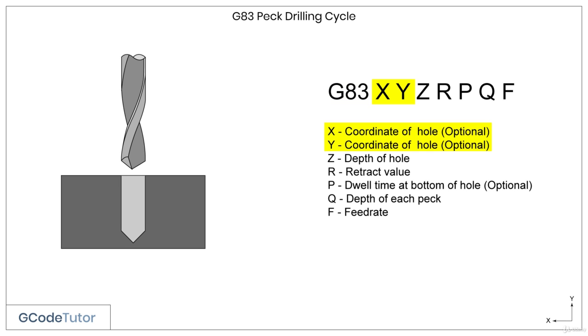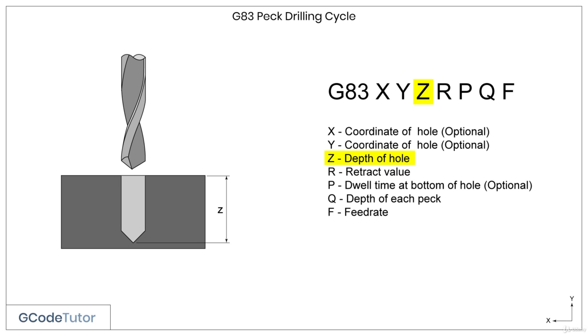Adding the X and Y coordinates on the G83 line is optional. The way I normally program is I move the cutter into position using a G00 command a few lines above the G83 line. By using this technique, I don't need to add the X and Y positions because the tool is already in position. But we can use X and Y coordinates on our G83 line to define the position of the first hole.